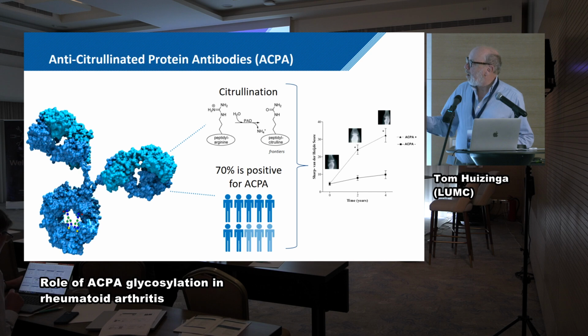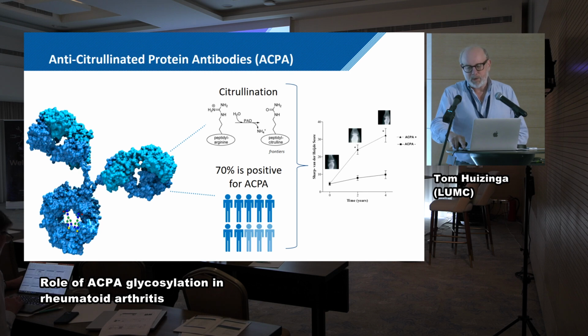These antibodies are a hallmark of disease. If you look at joint destruction on the y-axis and time on the x-axis, you see that patients without these antibodies have much less joint destruction than patients with these antibodies. So it is an antibody which is associated with the severity of the disease.